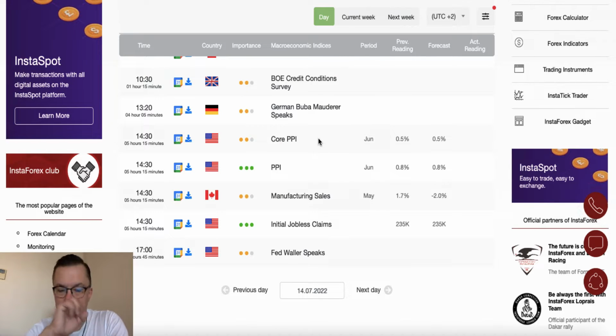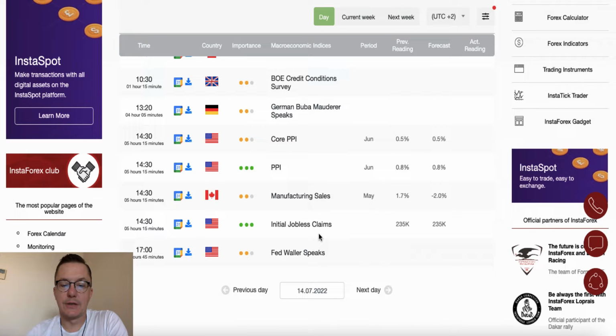And during the New York session, we got the core PPI and PPI data from the US. Of course, PPI should be kept on the same level, 0.8%, as it was before. And then, of course, at 2:30, we got initial jobless claims. All of this data are from the US.